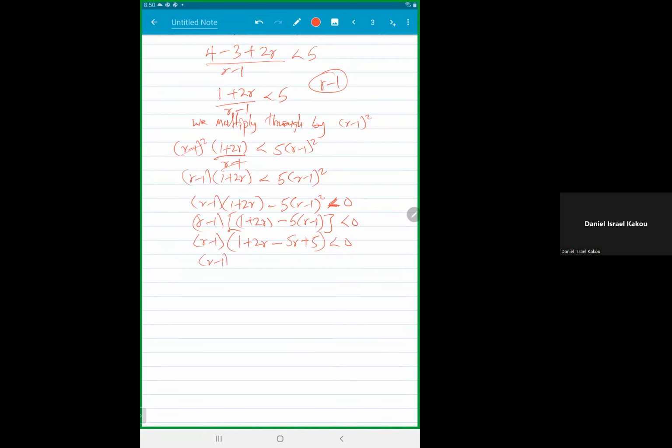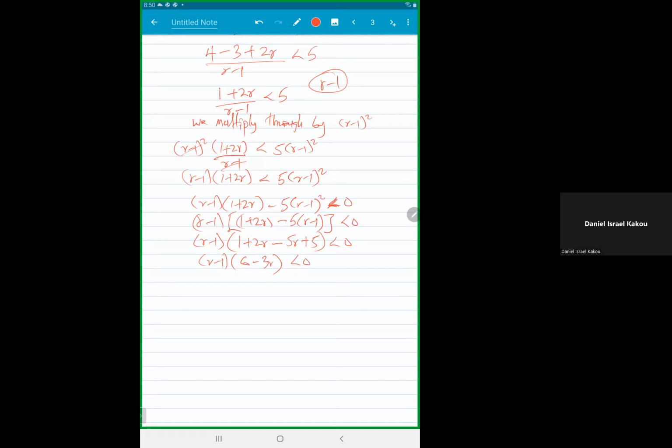So I have r minus 1, then I have 6. I have two constants, 1 and 5. I bring them together, it's 6. Then I have 2r minus 3r. That is going to be minus 2r minus 5r, which gives minus 3r. And everything here is less than 0.